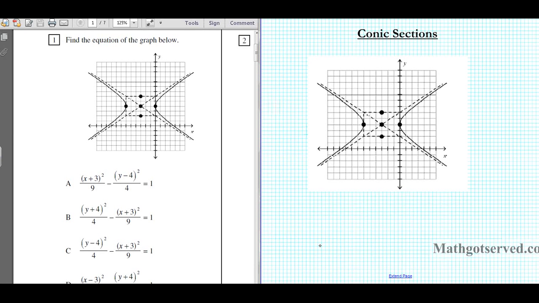Okay, hey students, so in this group we're going to be going over three problems on conic sections. So let's go ahead and take a look at question number one. On question one, we have to find the equation of the graph.